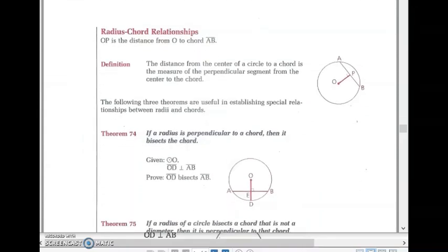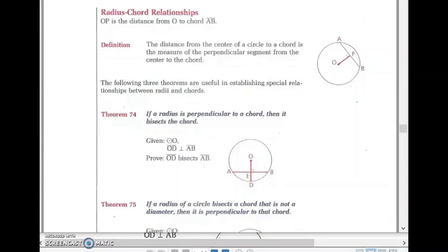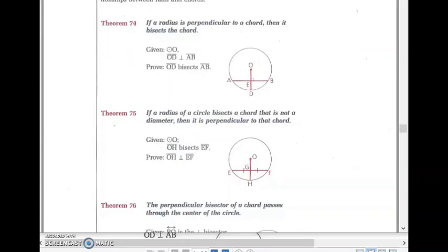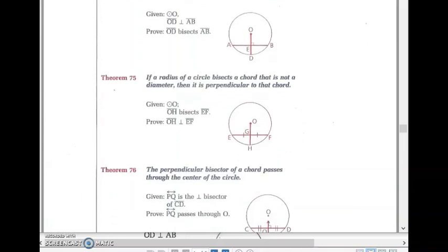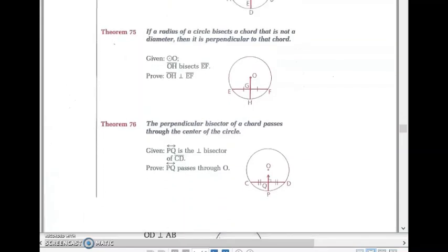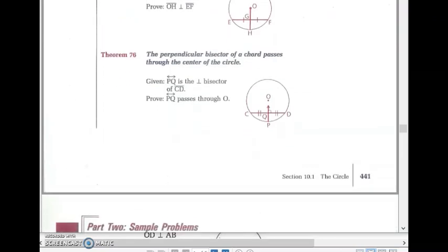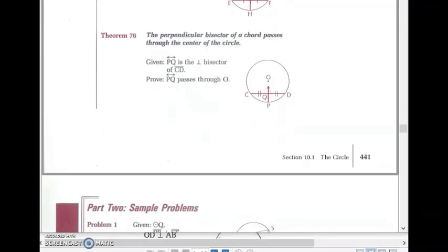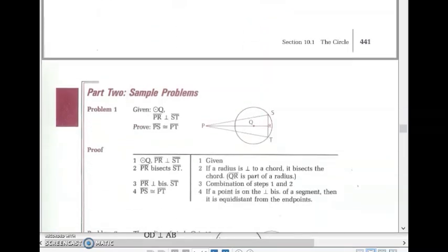These are some of the axioms that you're going to need to remember. If the radius is perpendicular to a chord, then it bisects the chord. If a radius bisects a chord that is not a diameter, then it's perpendicular to the chord. You have to say that it's not a diameter, because otherwise you wouldn't have a radius going through it. And the perpendicular bisector of a chord passes through the center of the circle.